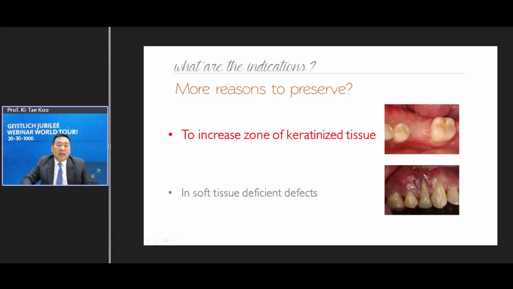And the second would be in soft tissue deficient defects. So these are defects that have gingival recession also. So in these cases, it would be quite impossible to place the implant immediately. So we have to go delayed. But because of the soft tissue deficiency also, I guess ridge preservation would be a very good indication to treat this kind of defects.